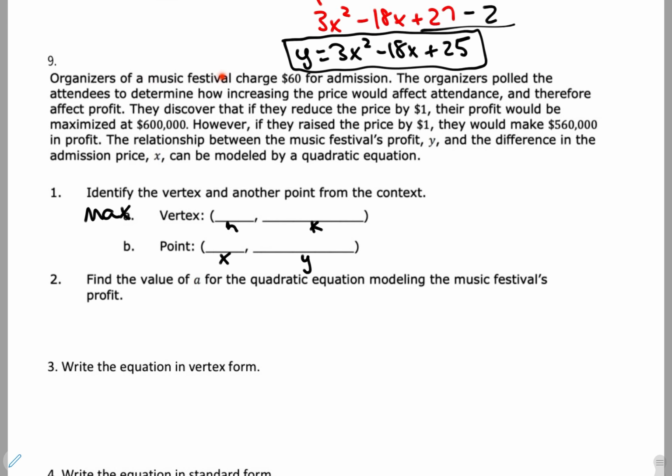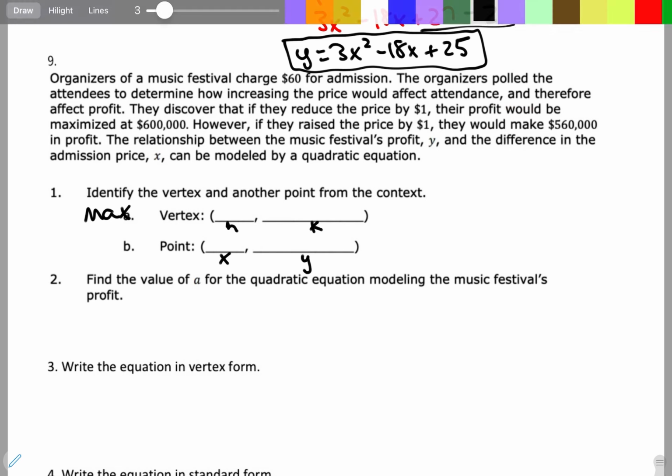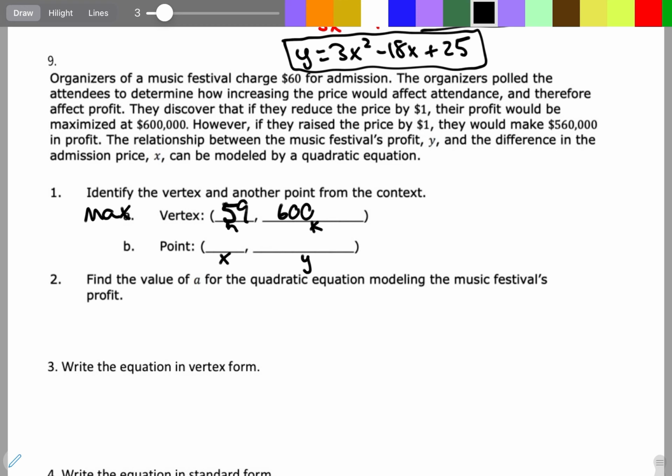So organizers of a music festival charge $60 for admission. The organizers poll the attendees to determine how increasing the price would affect attendance and therefore affect profit. They discovered that if they reduce the price by $1, their profits would be maximized at $600,000. So tickets are $60. If they drop the price to $59, it will produce a profit of $600,000. Okay, well, $600,000. This is going to be our max vertex.